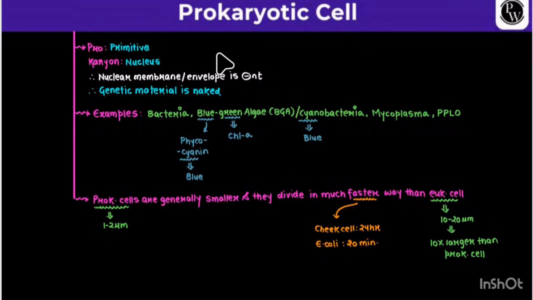So here we can read about the prokaryotic cell. Pro means primitive and karyon means nucleus. The nuclear membrane, which is the envelope, is absent here. In a prokaryotic cell, the genetic material is naked. Examples are bacteria and blue-green algae.